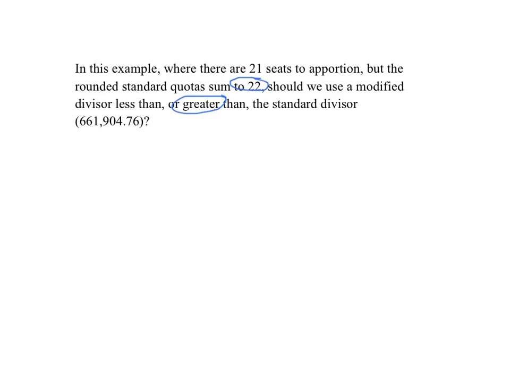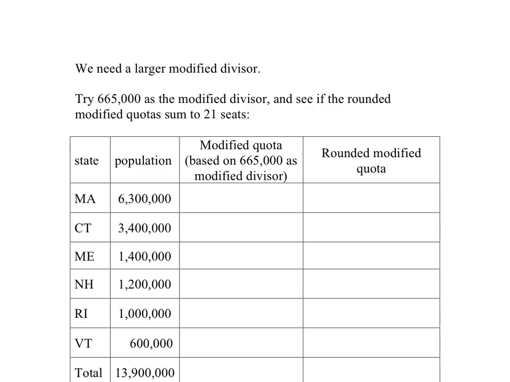How much greater? Well, this gets into the whole process of guessing and checking. In practice, for purposes of this course, I will give you at least a few suggestions for what modified divisor you might guess that is larger than this standard divisor. In particular, I propose 665,000 as the modified divisor. That is indeed greater than the standard divisor, which was 661-something thousand. And our goal now is to see if that results in rounded modified quotas that sum to 21 seats.